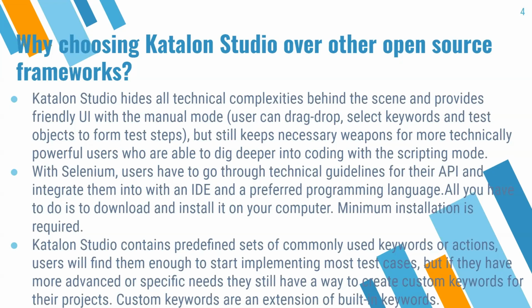Now, third thing, Katalon contains predefined sets of commonly used keywords or actions. Users will find them enough to start implementing more test cases. But if they have more advanced or specific needs, they still have to create custom keywords for their project. So custom keywords are extensions of built-in keywords. Built-in keywords we have in Katalon Studio by default. There are multiple built-in keywords, but still as a tester, you want to add more custom keywords, so you can build your own custom keywords and make them work.